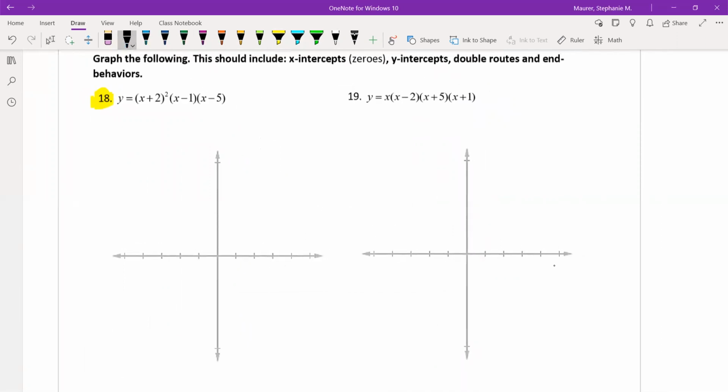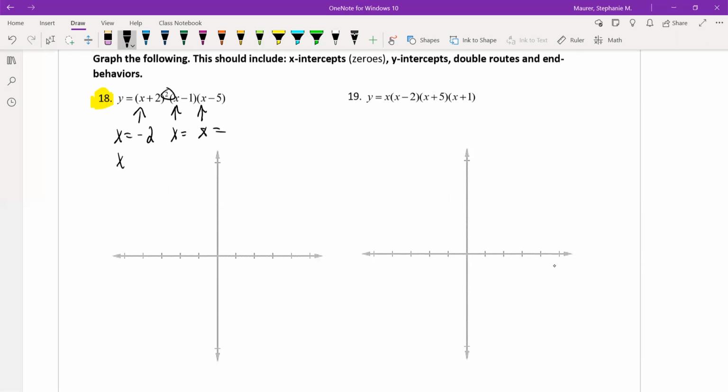So going into graphing, first thing we want is the x-intercepts, also known as the zeros. So they're looking to say what values of x will result in zeros. Going through this problem, the first one we would get -2.